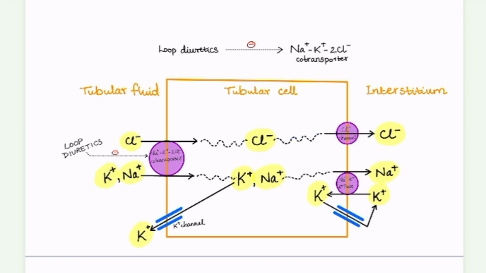So this is the normal mechanism which happens in the kidney tubules. Now loop diuretics will act at the luminal side of the tubule. It will inhibit sodium-potassium-2-chloride cotransporter. So all these ions will be retained in the tubular fluid and will be excreted through urine. This will further increase urine output, thereby causing diuresis. So this is the mechanism of action of furosemide.